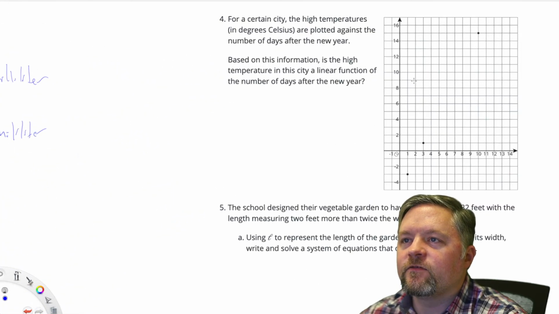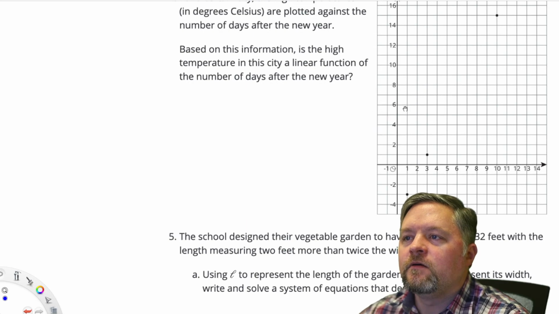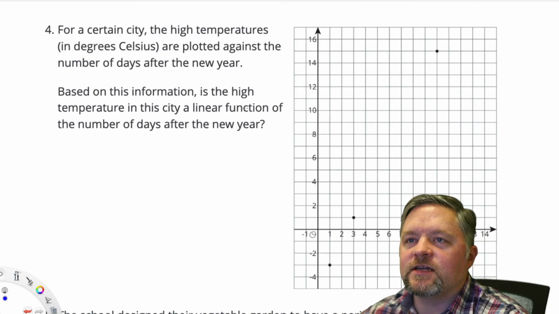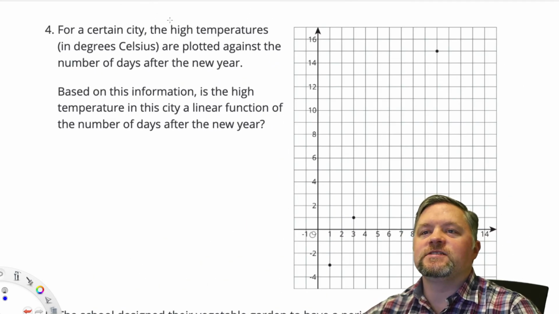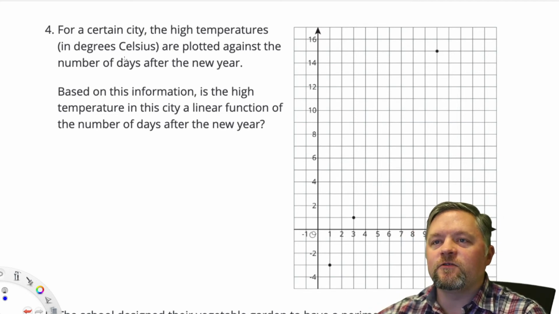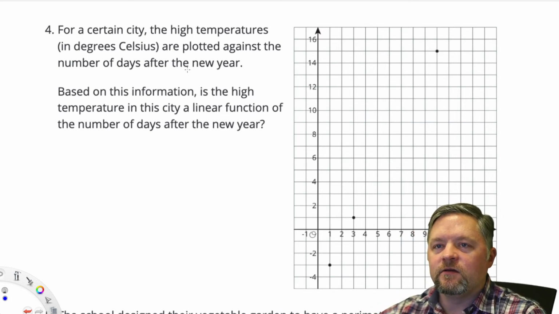Ooh, a graph. For a certain city, high temperatures in degrees Celsius are plotted against the number of days after the new year. Based on this information, is the high temperature in the city a linear function of the number of days after the new year?